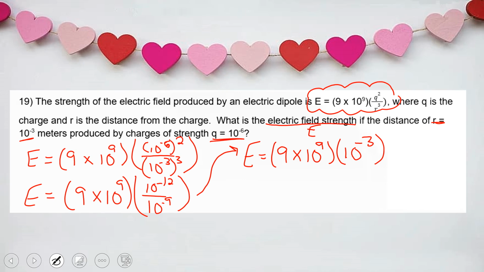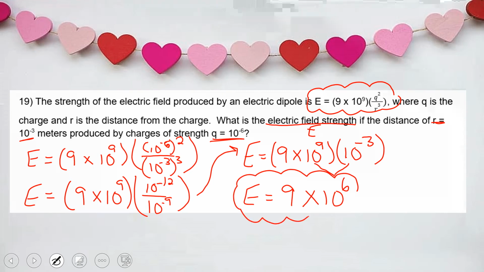And when I multiply scientific notation, I know that I'm going to only multiply the like pieces. So the 9 is going to stay the same. And I just have to do 10 to the 9th times 10 to the negative third, which gives me 10 to the 6th. So that's already in scientific notation, so I don't have to adjust this one. And then the answer didn't give us measurements, so on this one you can add in just units. So the electrical field strength is 9 times 10 to the 6th power units. Okay, that is scientific notation.